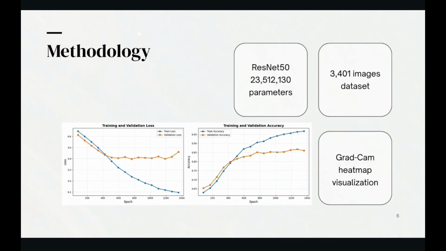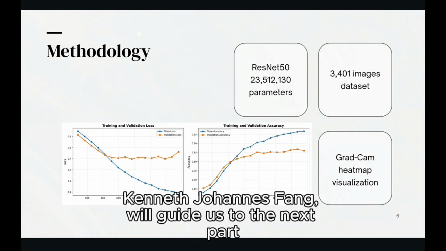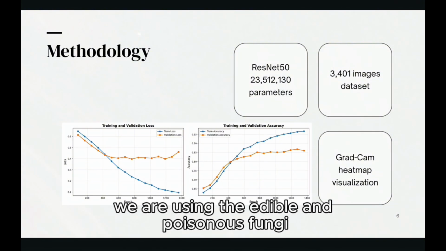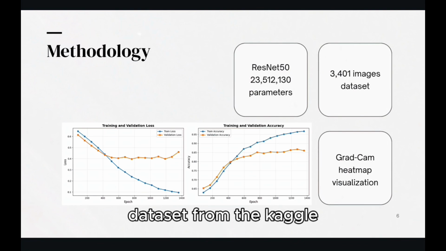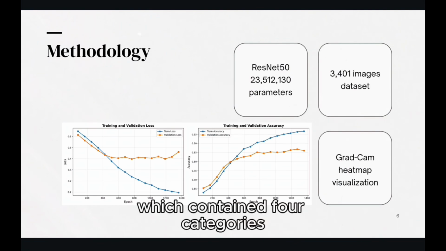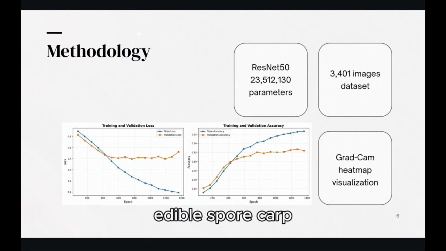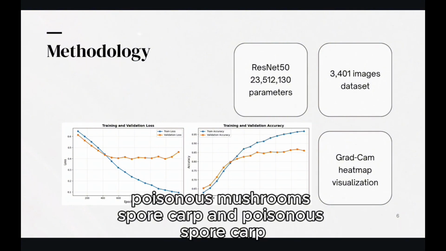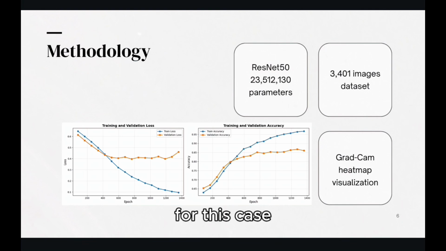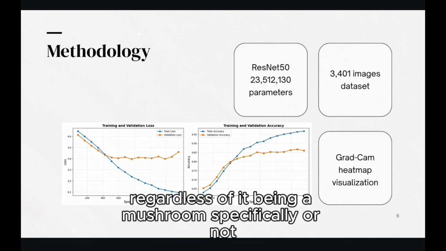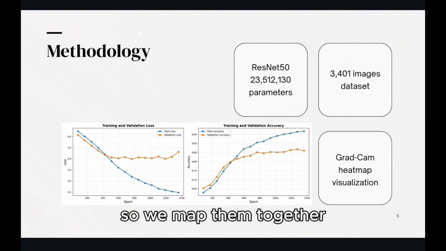Right. Thank you, Brian. Now I, Kenneth Jonas Fang, will guide us to the next part, which is the methodology. We are using the edible and poisonous fungi dataset from Kaggle, around 3,400 images, which contained 4 categories: edible mushroom sporocarp, edible sporocarp, poisonous mushroom sporocarp, and poisonous sporocarp. For this case, we only need 2 classes, poisonous and edible, regardless of it being a mushroom specifically or not, so we map them together.